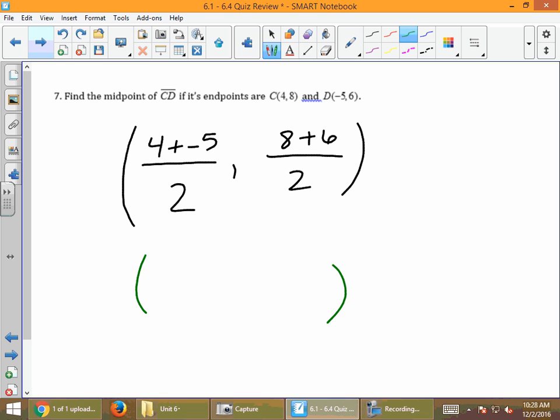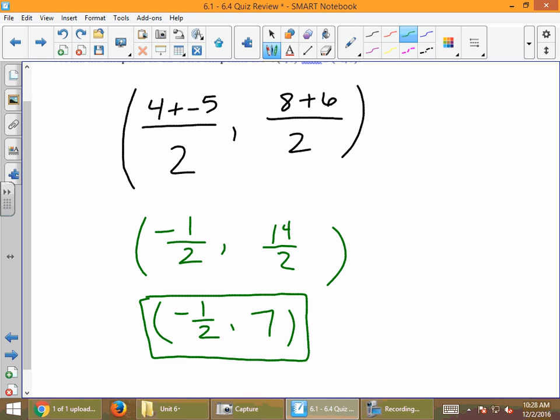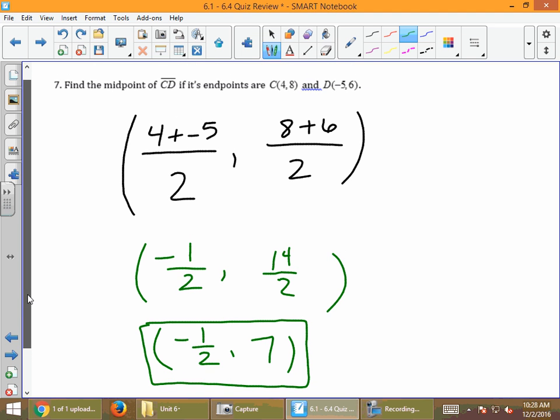So what do we get when we do 4 plus negative 5? Negative 1. Divided by 2. And then 8 plus 6? Divide by 2. What do we get when you divide these by 2? Is that already simplified? Yes, so negative 1/2. Can't do anything else. Or you can write negative 0.5. That's totally fine. What is 14 divided by 2? 7. So the midpoint is directly in the middle, and that is negative 1/2, 7. So if we were to plot these endpoints and plot negative 1/2, 7, it'd be right in the middle.